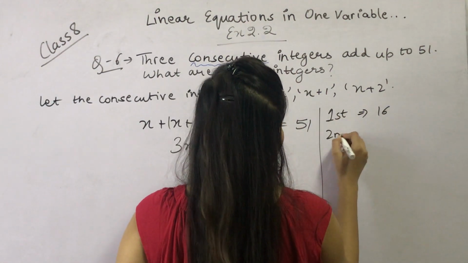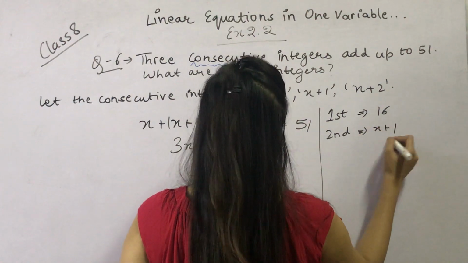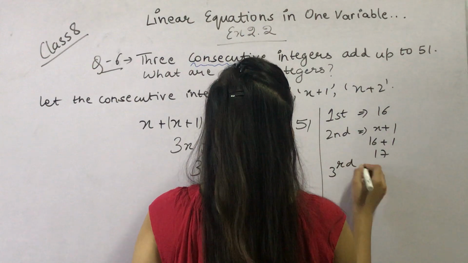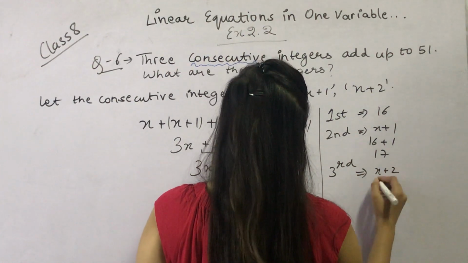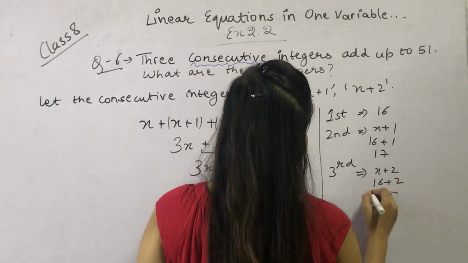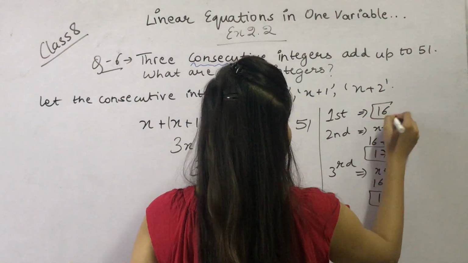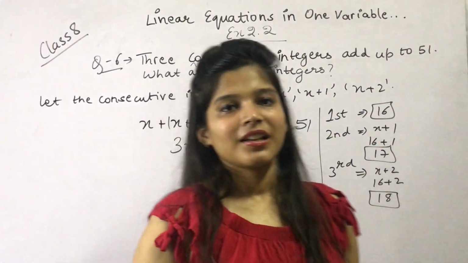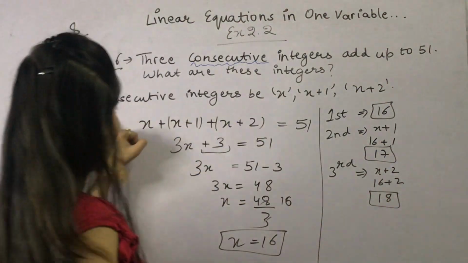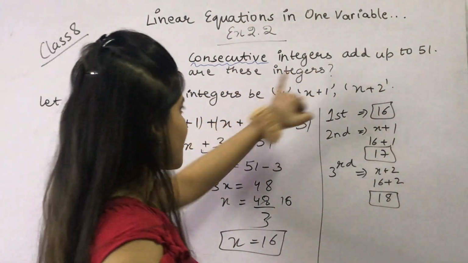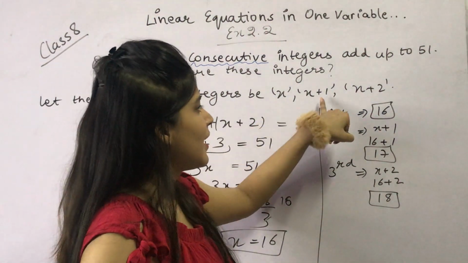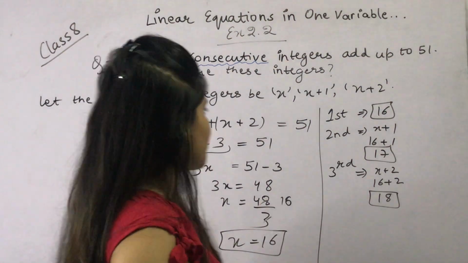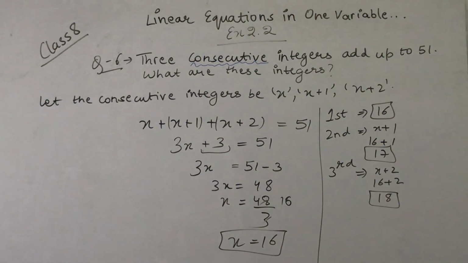Okay, and the second integer will be x plus 1. So 16 plus 1 is 17. And the third integer will be x plus 2, 16 plus 2, which is 18. So the three integers come out to be 16, 17 and 18. Okay, so you understood how we calculated three consecutive integers, how we let them be: x, x plus 1, x plus 2. So this was our question number 6. Now let's come to the next question.